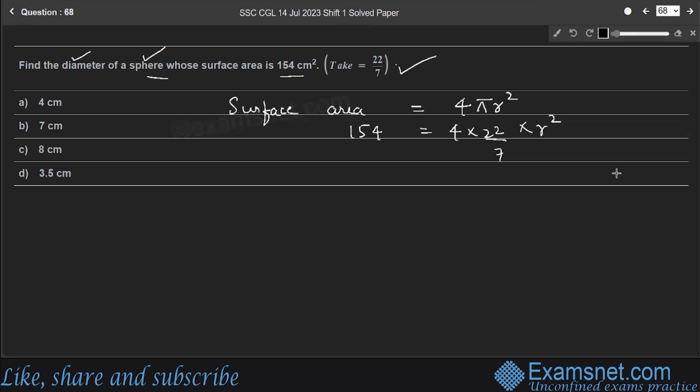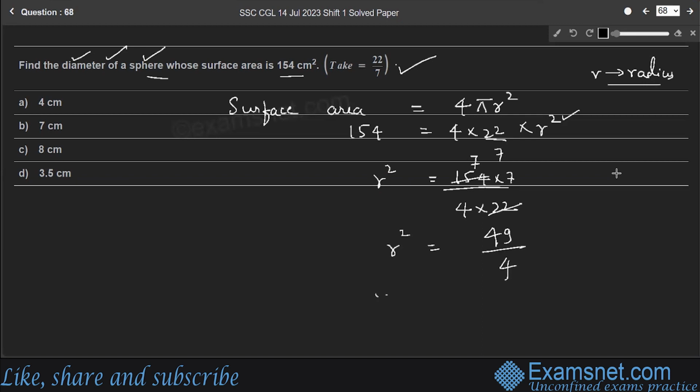Here we need to find the diameter. For that we need the radius. Here r stands for radius, and twice the radius gives the diameter of the sphere. Let us find the radius. So r square is 154 into 7 divided by 4 into 22. 22 into 7 is 154, so 7 into 7, 49 by 4 is r square. Therefore, the radius is root of 49 by 4, which is 7 by 2. The unit is centimeter.